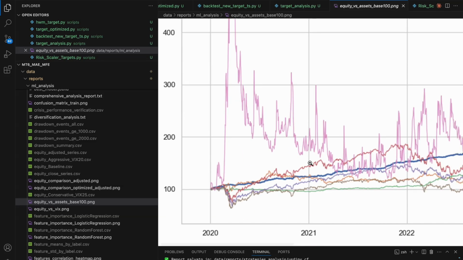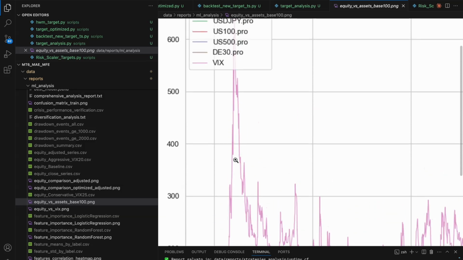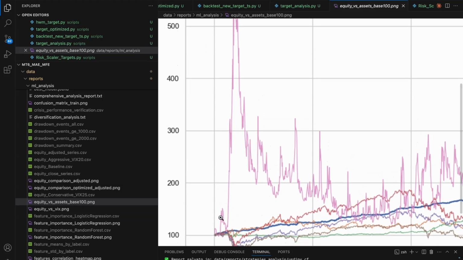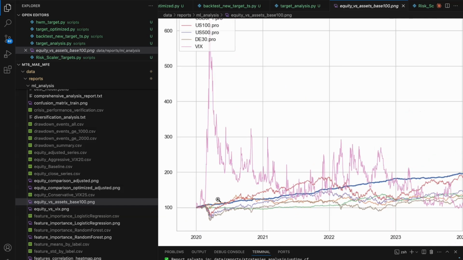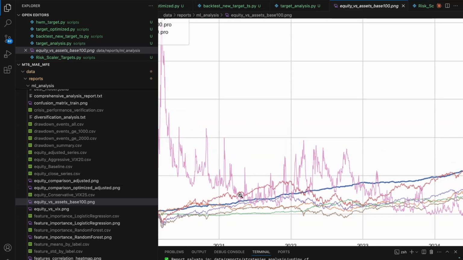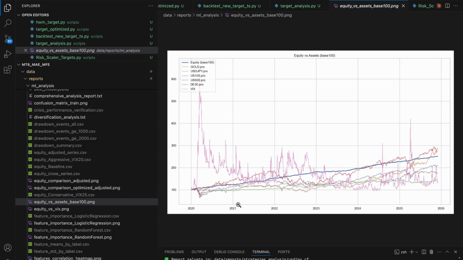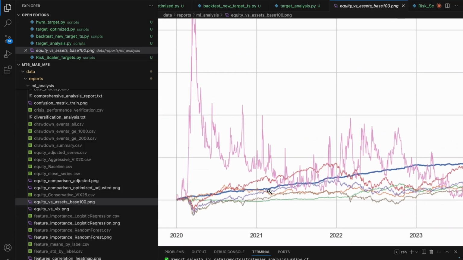And as you can see, of course, equities are strongly correlated in a negative way with the VIX. If you see here, this is the case of COVID-19, and the VIX spiked up like never before. And of course, the equities lost money during that period. My portfolio did not, because I tried to build a robust portfolio, anti-black swan. If you don't know what a black swan is, you can look it up online.